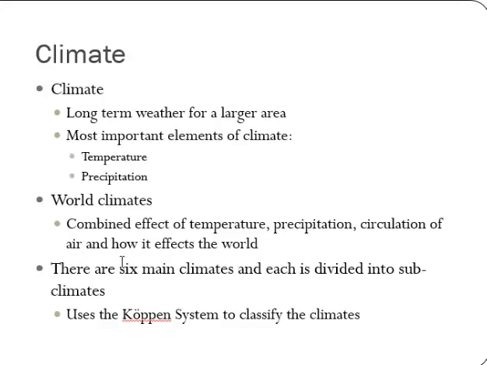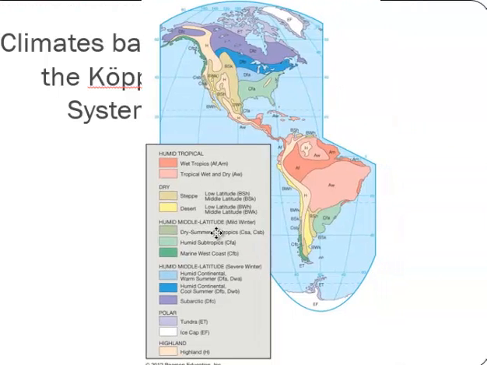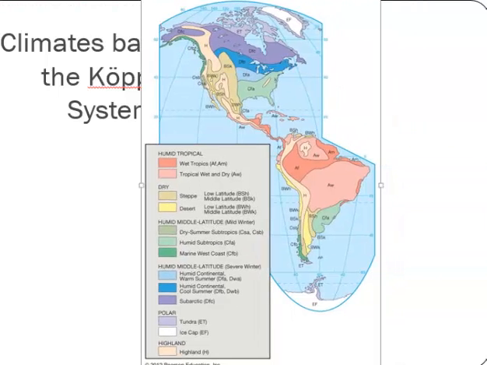There are 6 basic types of climates that are each divided into subclimates. The 6 basic types of climates, as you can see over here, are humid tropical, which means, of course, moist and warm. And by the way, moist and warm could be wet tropics or tropical wet and dry. In other words, there could be different systems for different types of climates.